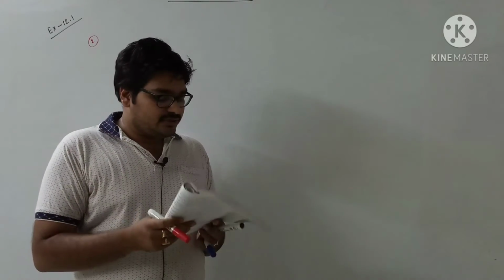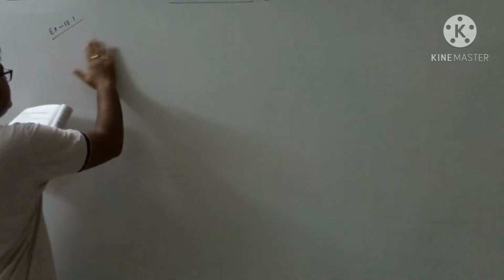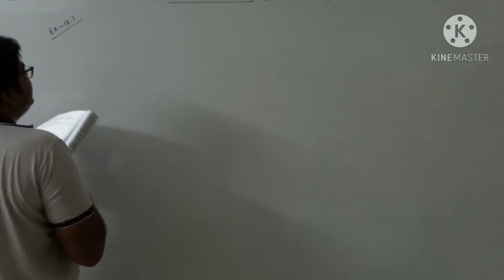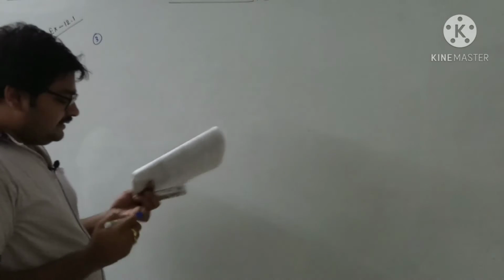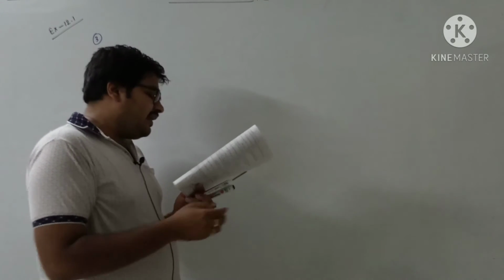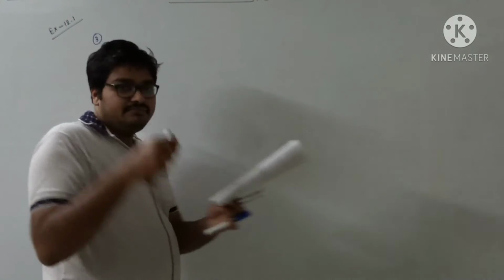I move to the next question, question number 3. So question number 3, what has the question given? Once you read it: the figure depicts an archery target.